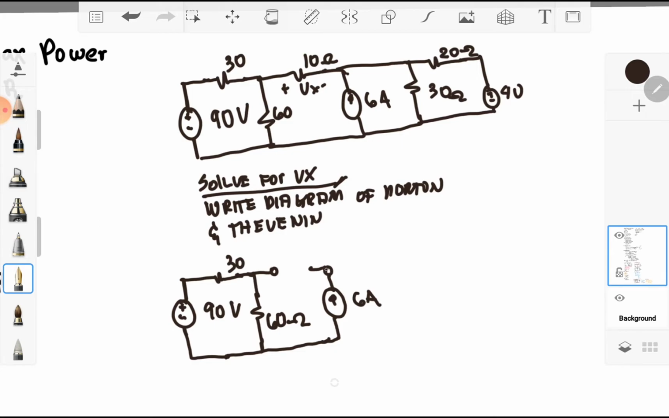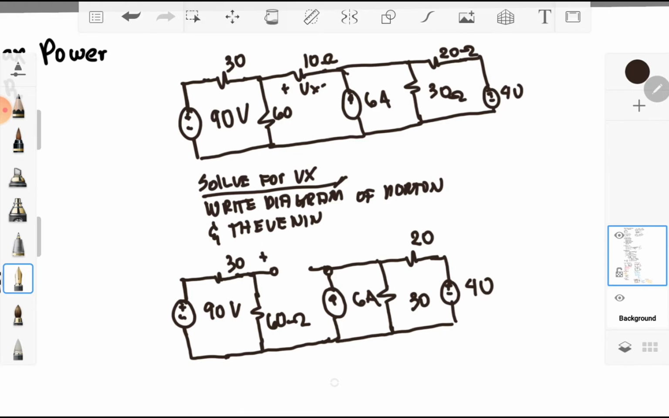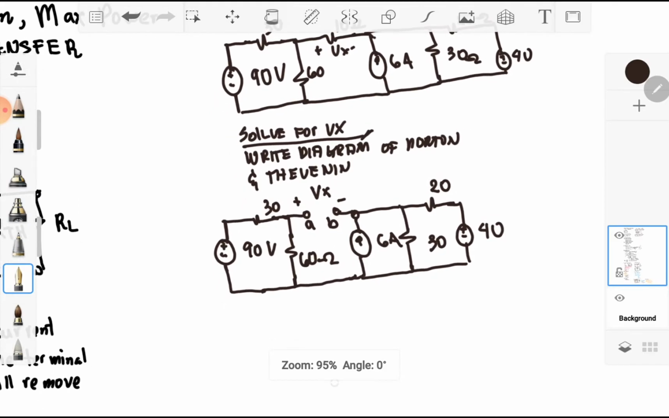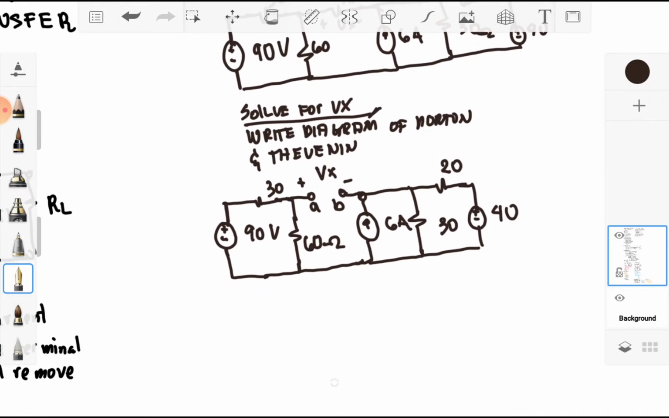Okay, and then this will be your 30 ohm resistor, another 20 ohm resistor, and then your independent voltage source 40 volts. Okay, this will be your positive negative Vx, which is your 10 ohm. That will be our terminal A and B. Okay, so let us write the diagram. So this will be my diagram.